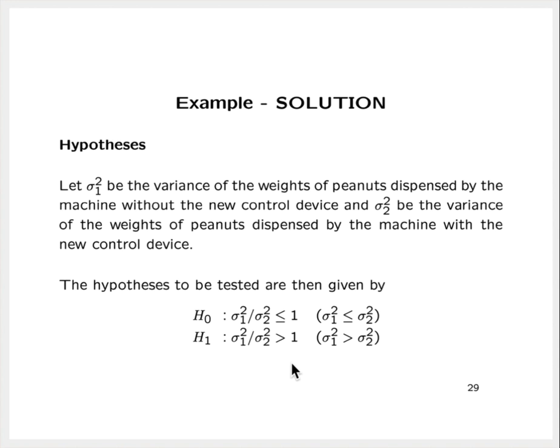But again, it could be that the management would say, look, we only want to purchase this new device if it cuts the variability in half. And if that's the case, then the hypothesized value would not be 1, but it would be 2, and you would use the 2 in these hypotheses. But for this particular example, the hypothesized ratio value to use is 1.